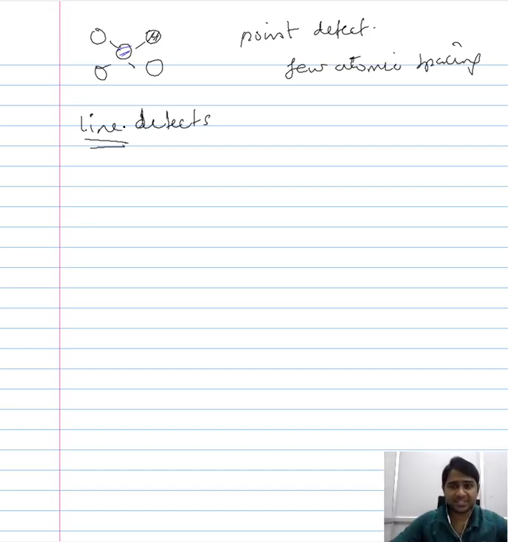So let us consider a line defect that is observed during plastic deformation, but is not as dominant as the one we will be considering in the next lecture. Let us now consider one of the line defects that influences the behavior of a material under an imposed mechanical condition.